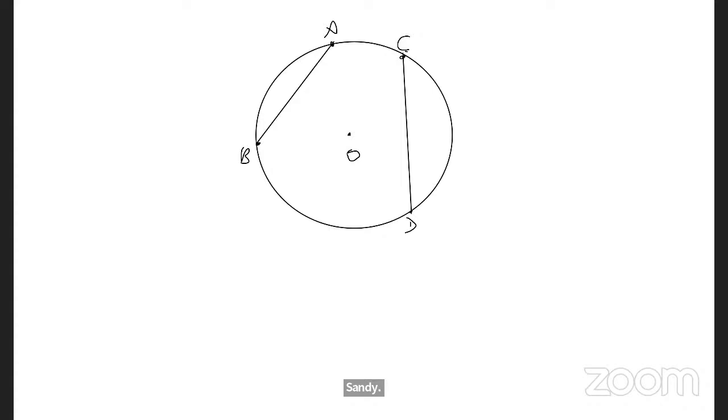Now, draw two perpendiculars on these chords from point O. Draw two perpendiculars on both of these chords from point O. Renaming it M and N. So on the chord AB, I have the perpendicular OM, and on the chord CD, I have the perpendicular ON.